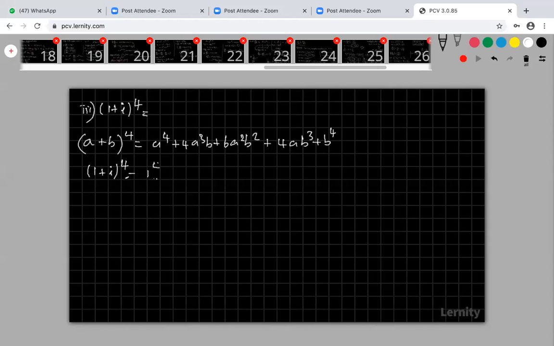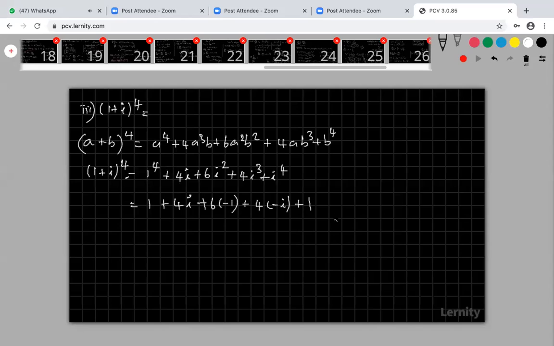A is 1, 1 power 4, plus 4 into 1 cube into i. 1 cube is 1 only, plus 6 into 1 square into i square. 1 square is nothing but 1, i square, plus 4 into my A is 1, 1 into i cube, plus my B is i power 4. So therefore, this is 1 plus 4i, plus 6 into my i square is minus 1, plus 4 into this, my i cube is minus i, my i power 4 is plus 1.